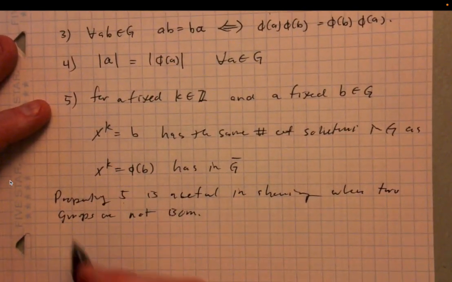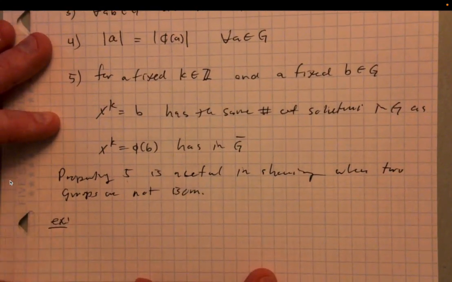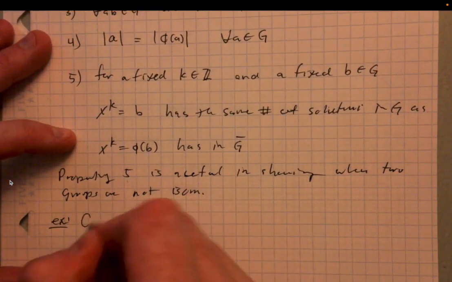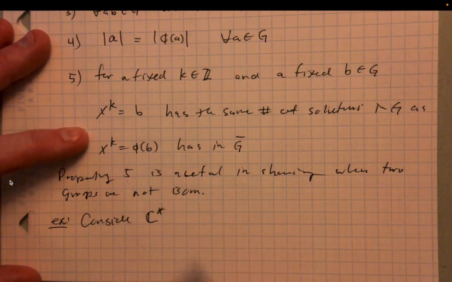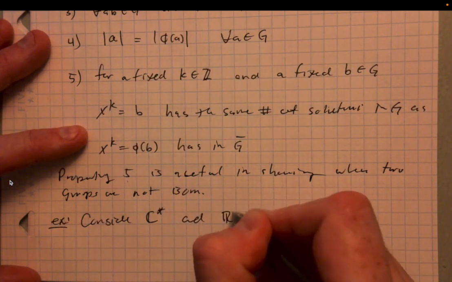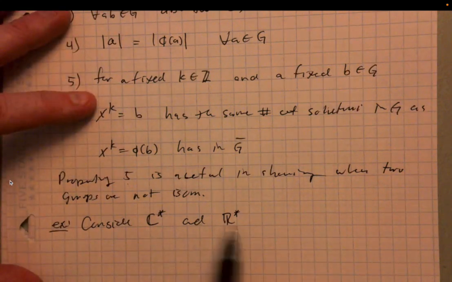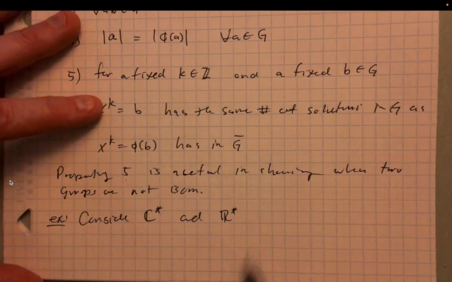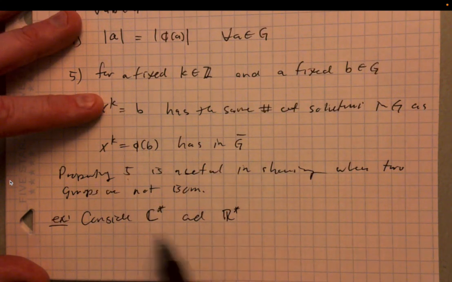Okay, so let's do a quick example just to solidify that a little bit. If we consider the complex numbers absent the origin and the real numbers absent the origin, so we removed 0 from both of these, then these are both groups under multiplication.